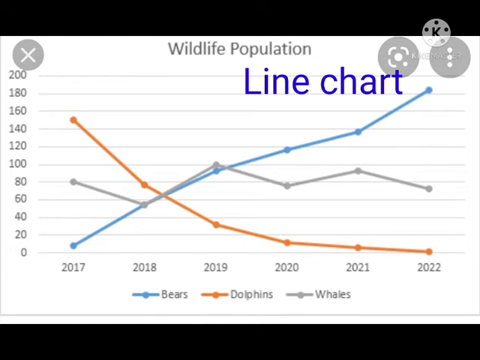Next category is the line chart. In this chart we use different colors of lines to present the data at equal intervals. It is similar to plotting a graph on graph paper with axes, the x-axis and y-axis. Whenever we have a huge amount of data we use the line chart, and it is useful whenever we want to show a big change in the data over a period of time.